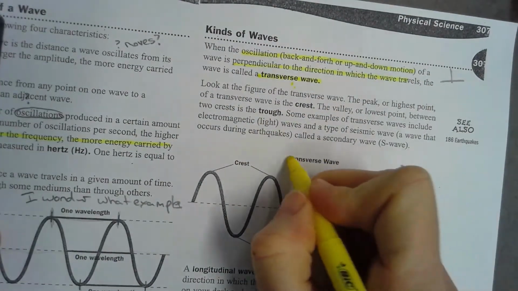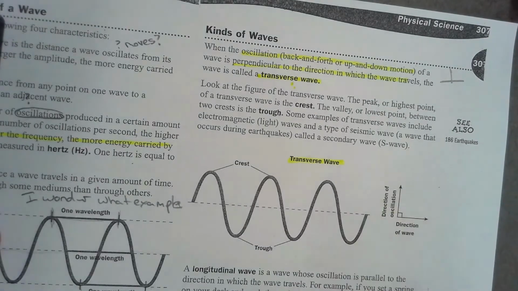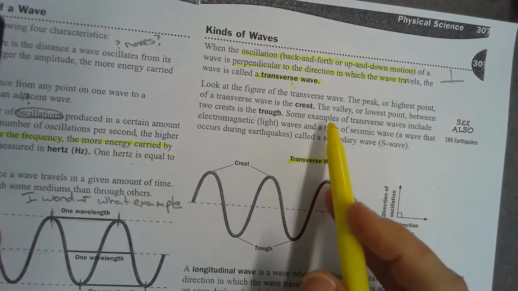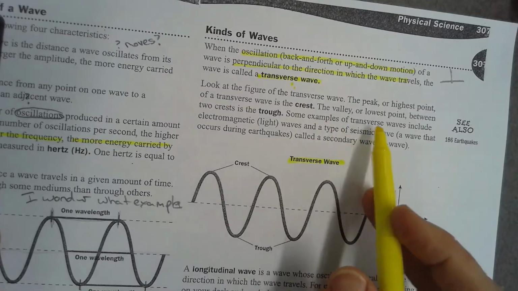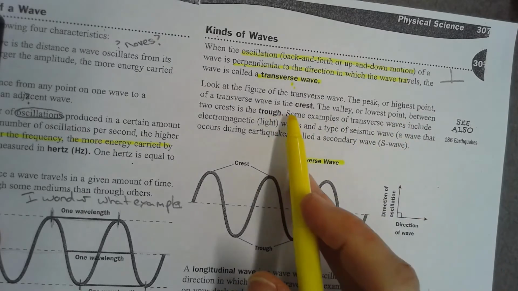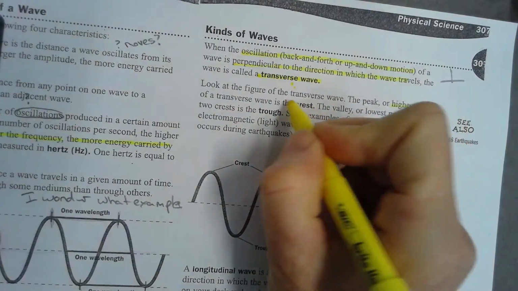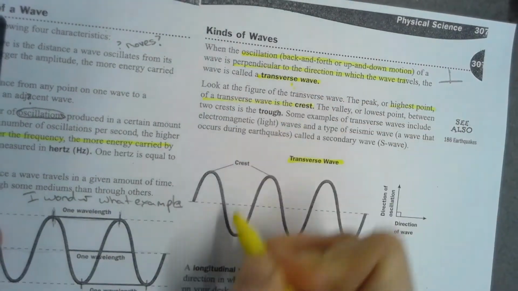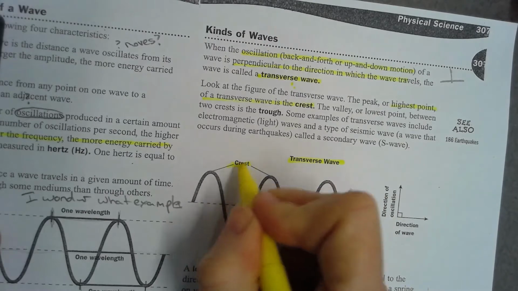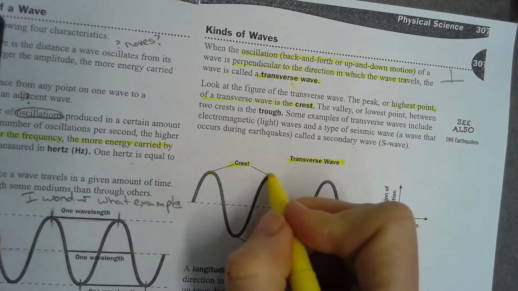And then here is an example of a transverse wave. Look at the figure of a transverse wave. The peak or the highest point of a transverse wave is called a crest. So the highest point is known as a crest. And so here's the crest, this high point right here.